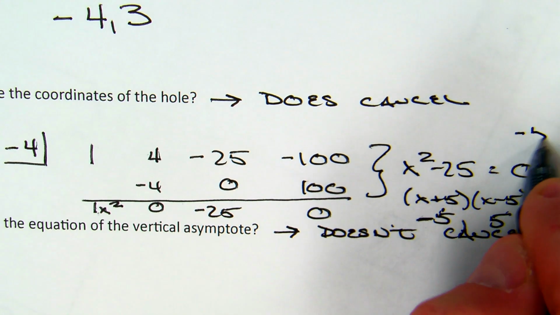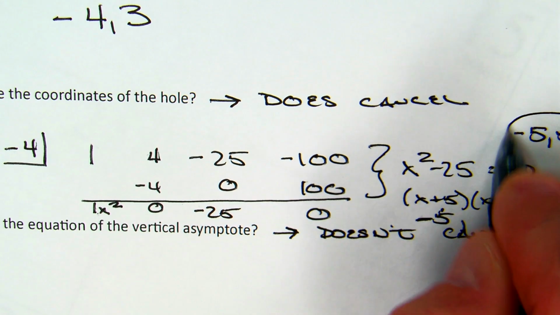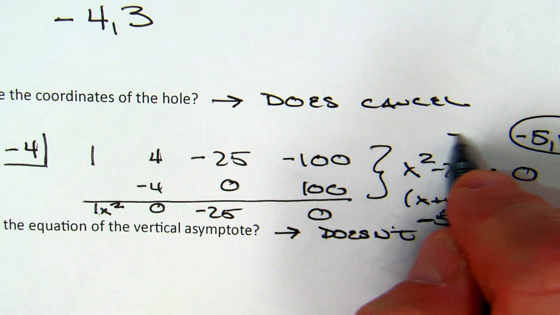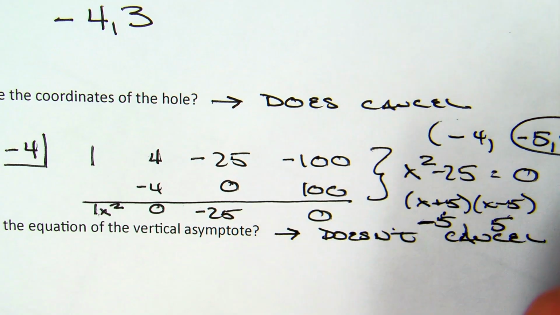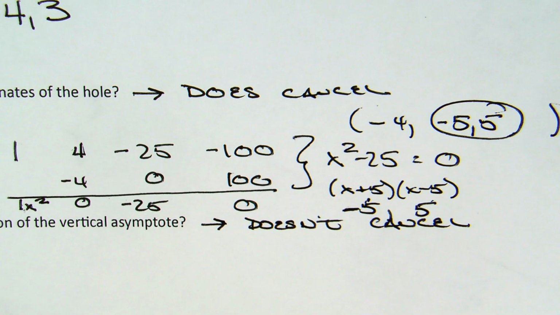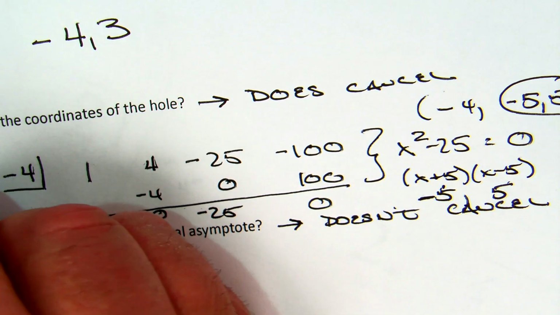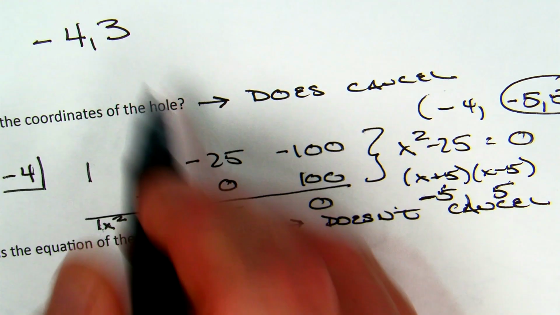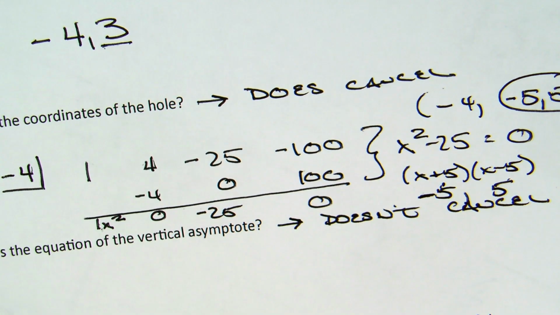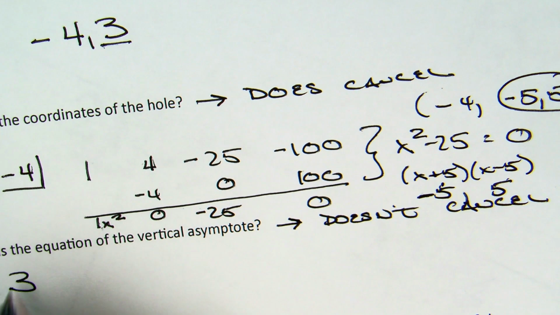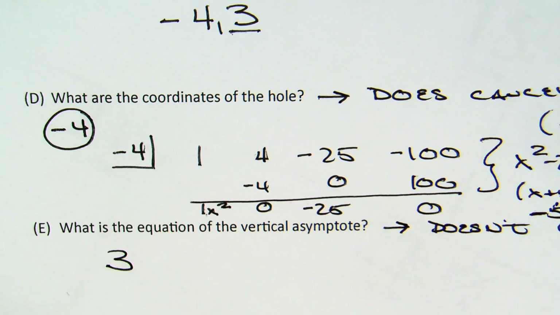So your answers are negative 5 and 5, along with negative 4. So those are your three roots. All right, negative 4, negative 5, and 5. So that means negative 4 is my hole. What does that leave to be a vertical asymptote? 3. Make sense?